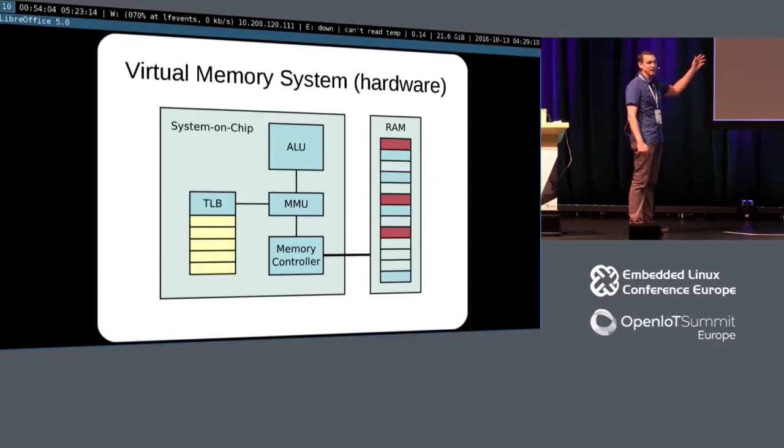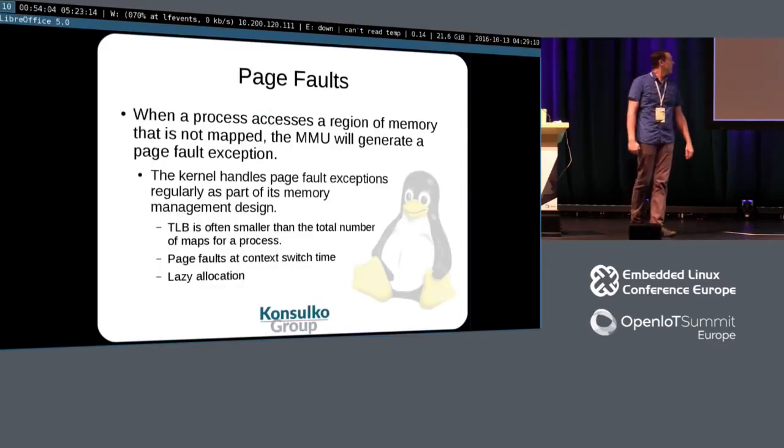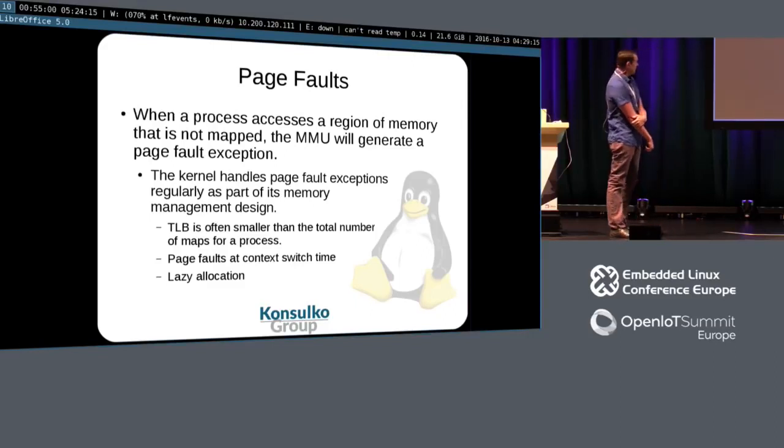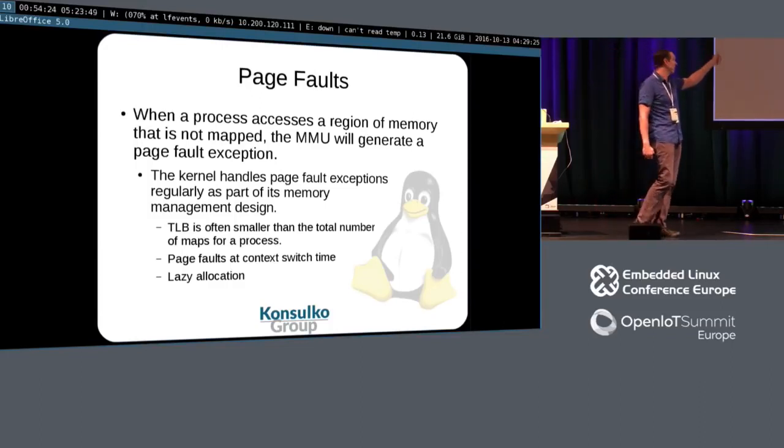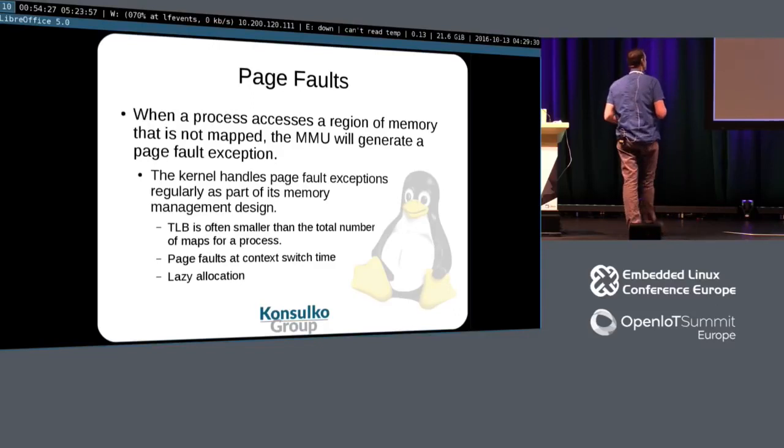Back to our view of that, just as a reminder. All right. So as we touched on earlier, if we access a region of memory that we don't have mapped, we're going to get a page fault exception. And this is normal. These are good things. We want this page fault exception.